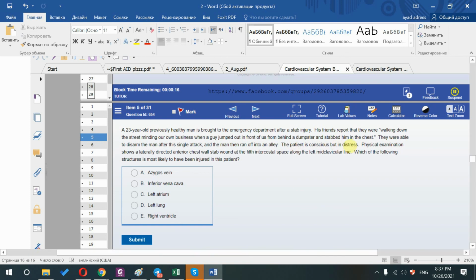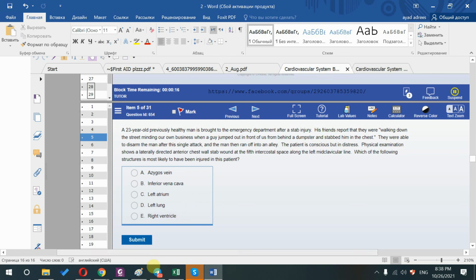The patient is unconscious but in distress. Physical examination shows a laterally directed, this is important, laterally directed anterior chest wall stab wound at the fifth intercostal space along the left midclavicular line. Which of the following structures has been injured?